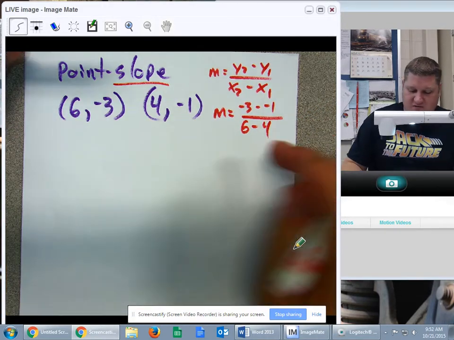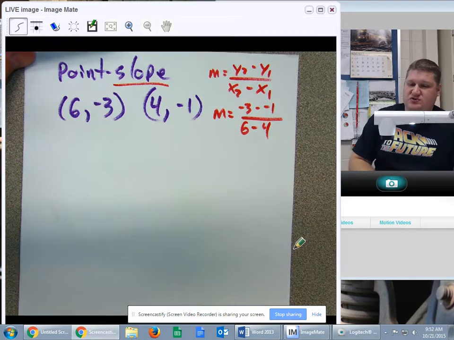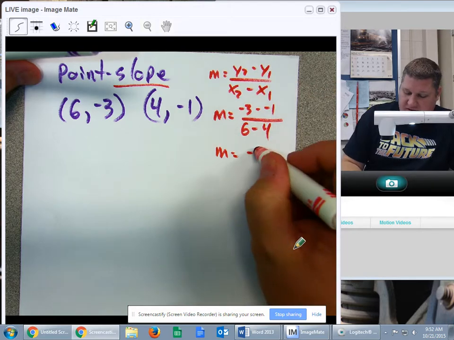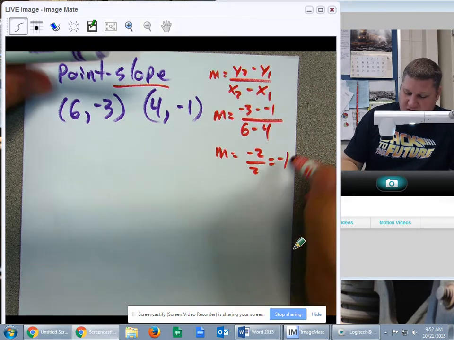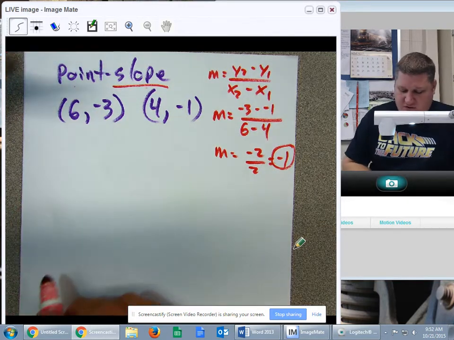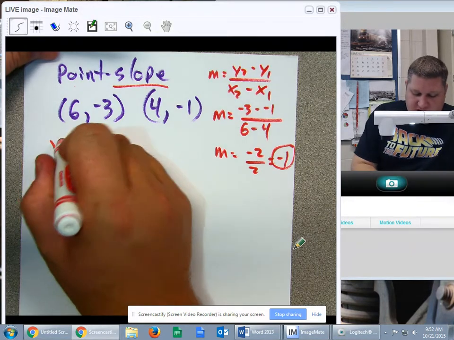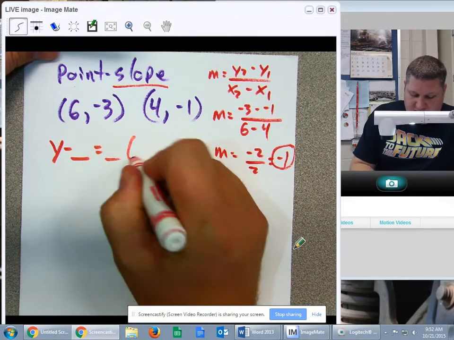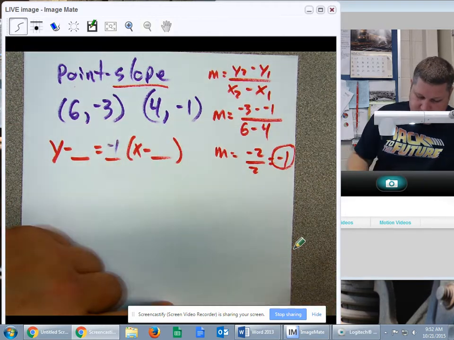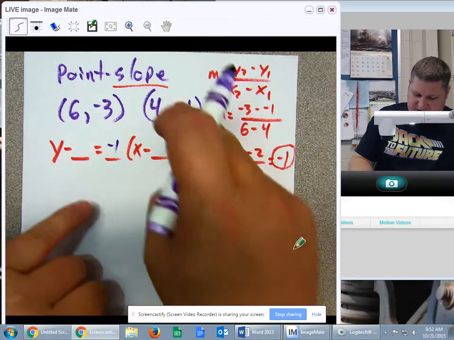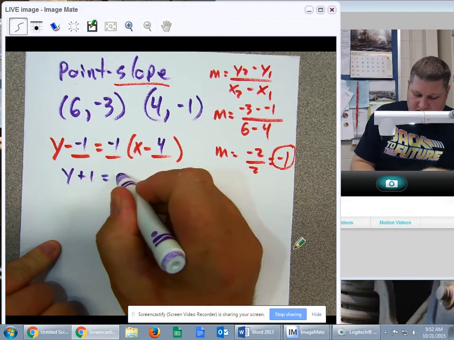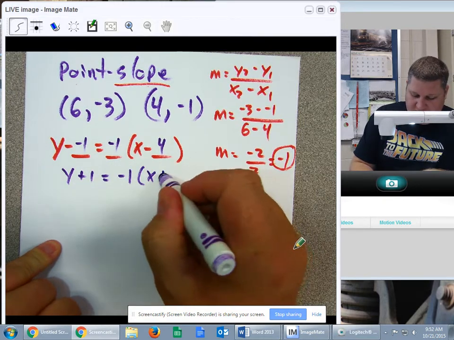Remember, either point could be used first as long as whatever you use first on top, you use first on bottom. Now, with that, m equals, let's see here, -2 over 2, which is -1. So my slope is now -1. I can do point slope form using either one of those points. So y minus something equals something, parentheses, x minus something. All right, let's plug in the slope, -1. Pick a point, doesn't make a difference. Let's choose this one, 4 comma -1, so I have y plus 1 equals -1, parentheses, x plus 4.